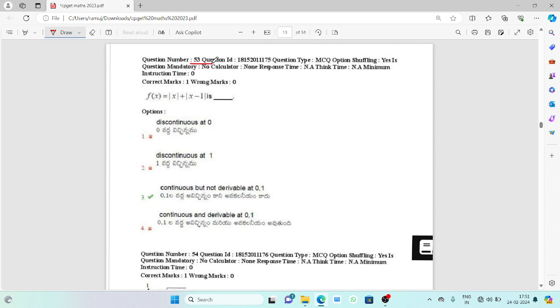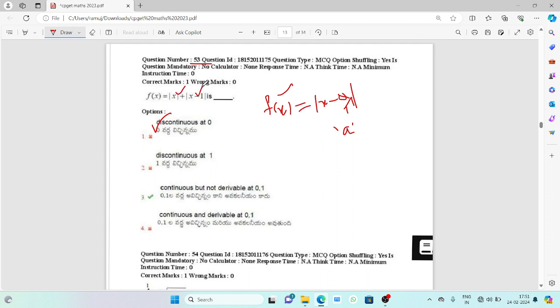So question number 53 is f(x) equal to mod x plus mod x minus 1. He is asking whether the function f is discontinuous, continuous, differentiable or not differentiable. In general, whenever a function of the type f(x) equal to mod x minus a is there, f is continuous at the point a, but f is not differentiable at the point a.